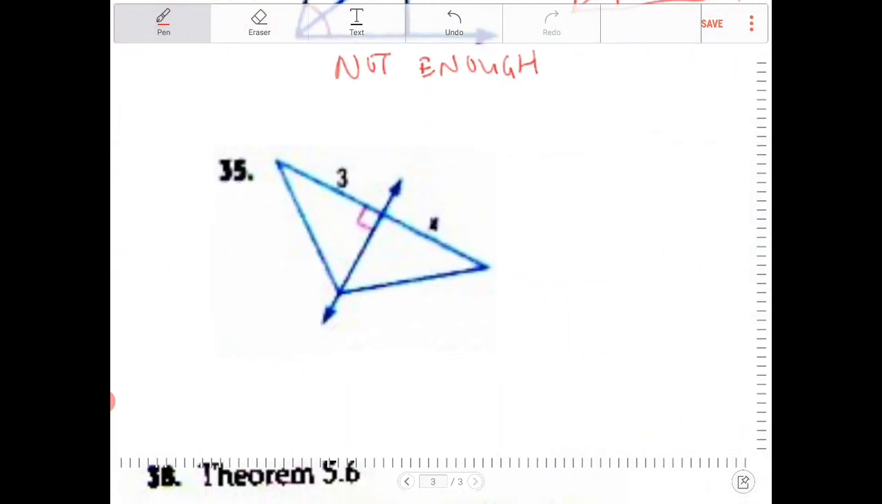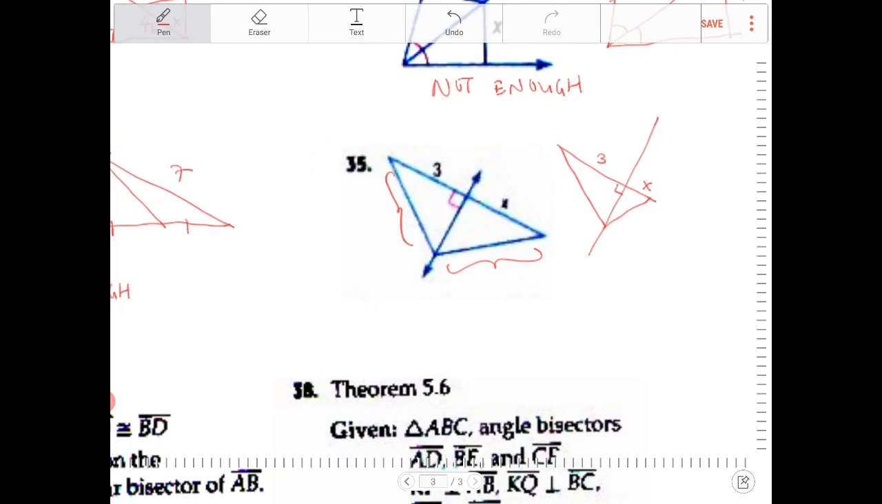And what about this? This is again going to be not enough because we don't know whether or not these two sides are the same. We have no idea. The diagram could very well be drawn in this manner, and we have no way of telling. So again, all of these are not enough.